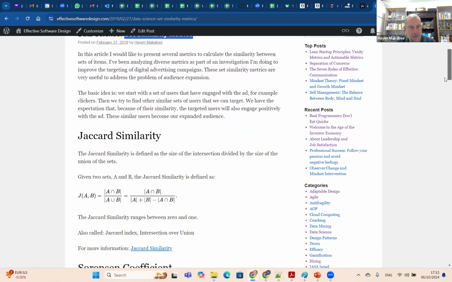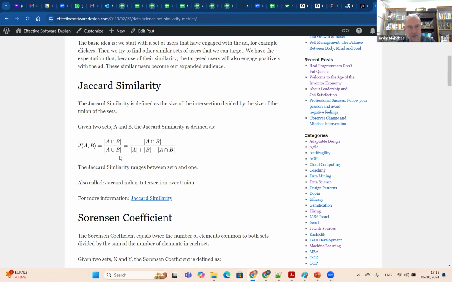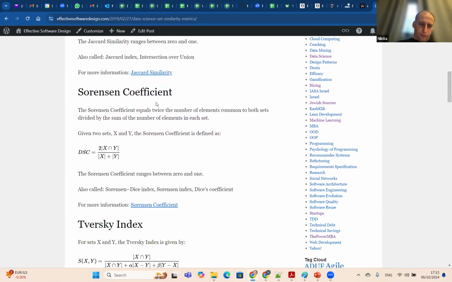So there are several ways to do it. First, Jaccard similarity. Jaccard similarity is the intersection divided by the union. Okay, which is also this. This is equal to this. So this is the Jaccard similarity between set A and set B. Then you have the Sorensen coefficient. Sorensen coefficient is 2 times the intersection divided by the sum. Okay, so you have the number of elements in the intersection multiplied by 2 divided by the sum of the size of the 2 sets. So this is the Sorensen coefficient.